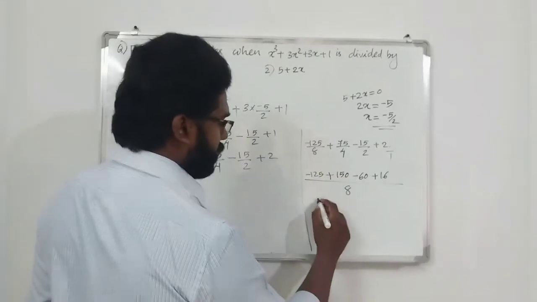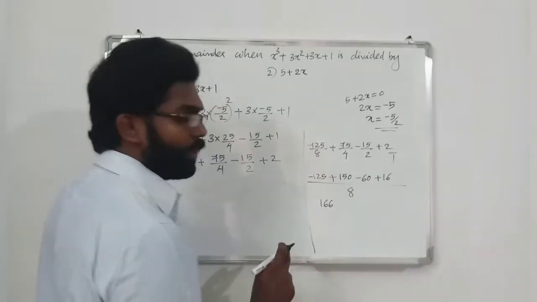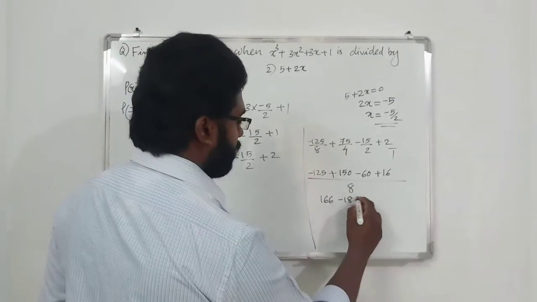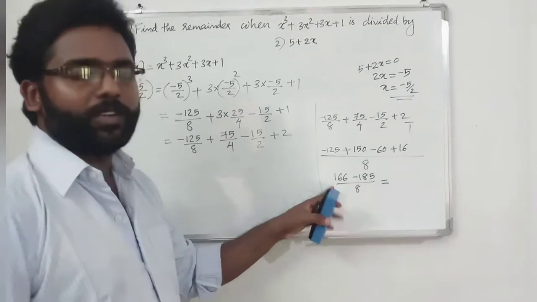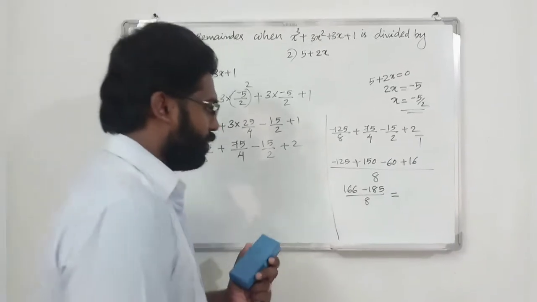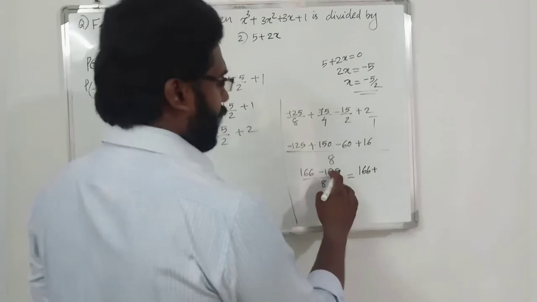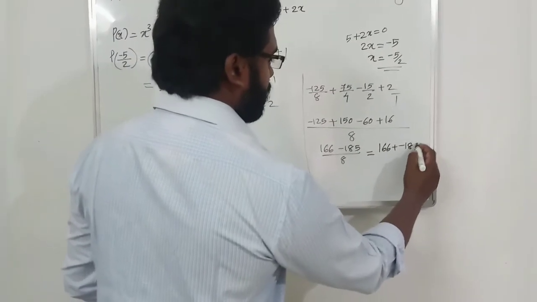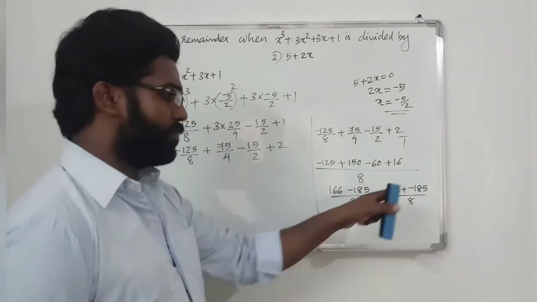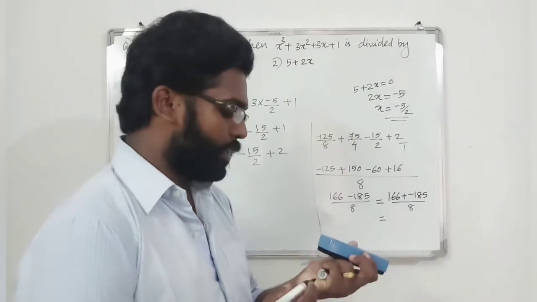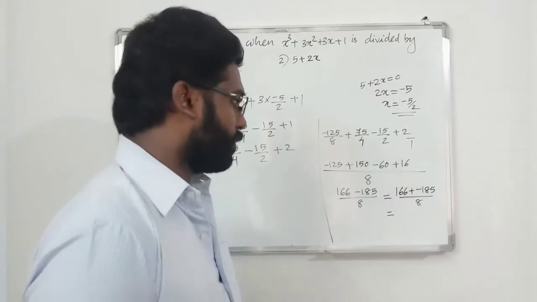Now we can add the positive terms. 150 plus 16, 166. And here 125 and 60 are negative terms. Minus 185 by 8. So this is subtraction of integers: 166 plus the additive inverse of the next one, minus 185 by 8. One is positive, one is negative. Subtract the smaller from the larger and give the sign of the larger one.